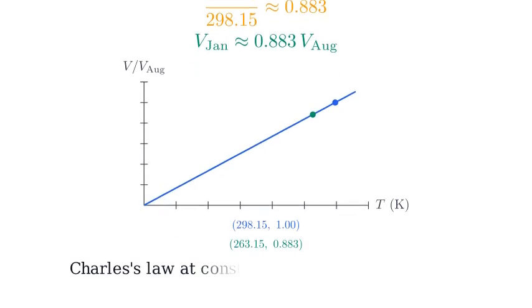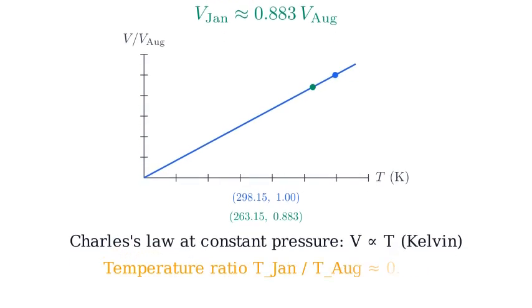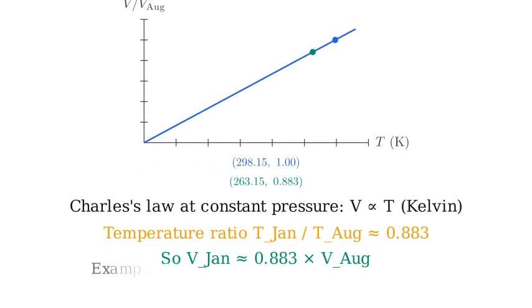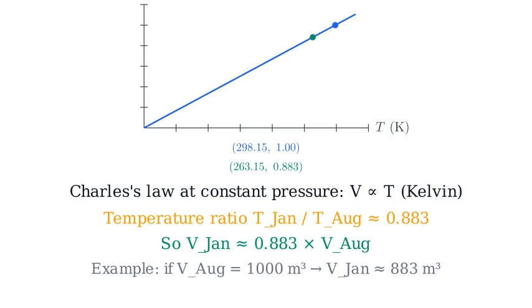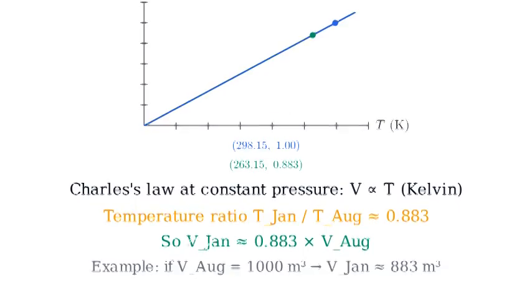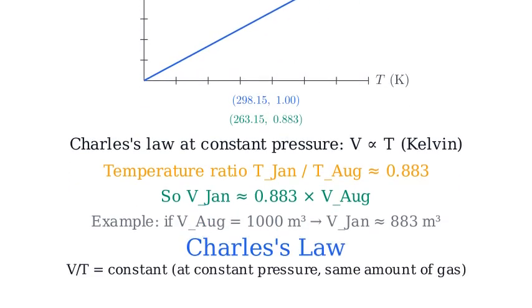Summary: at the same pressure with the same amount of hydrogen gas, the balloon volume is proportional to absolute temperature. Using 25 degrees Celsius for August and negative 10 degrees Celsius for January, the Kelvin ratio is about 0.883. Therefore, the January balloon volume should be about 88% of the August balloon volume. For example, if the August volume were 1,000 cubic meters, then the January volume would be roughly 883 cubic meters. That is how we use Charles's law to size the balloon on a colder day, using only the temperature change in Kelvin.